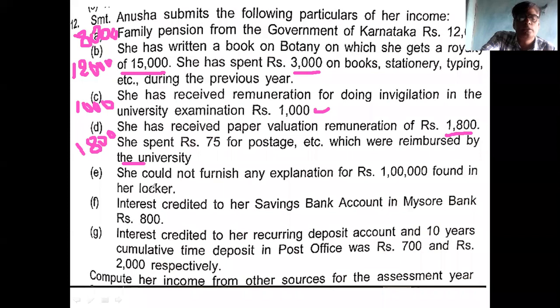The next point is she could not furnish any explanation for rupees 1 lakh found in her locker. In her locker, 1 lakh rupees found, and she could not furnish any explanation regarding that 1 lakh rupees. What do you mean by this?